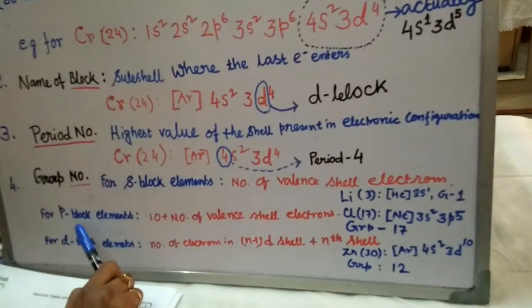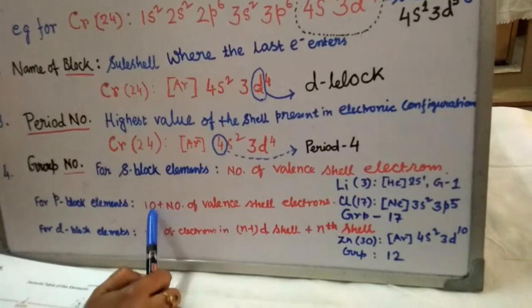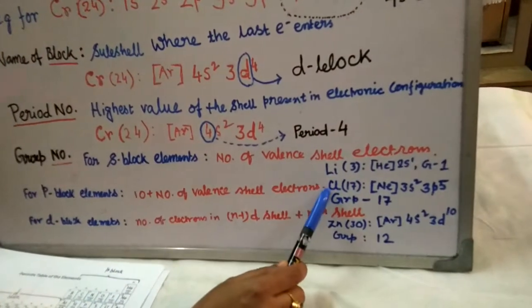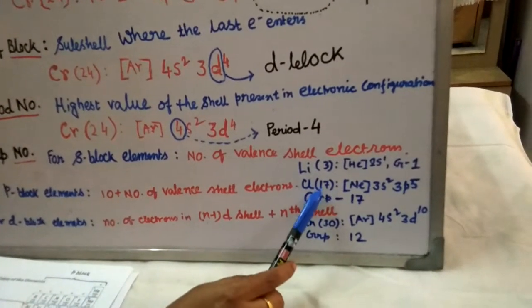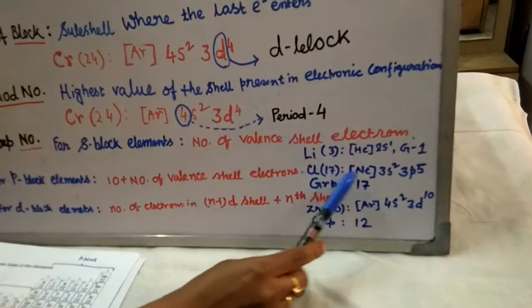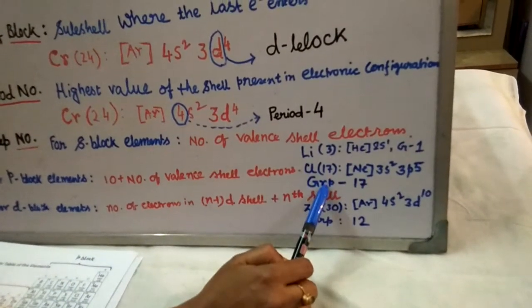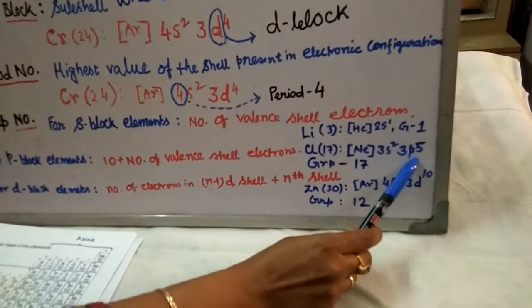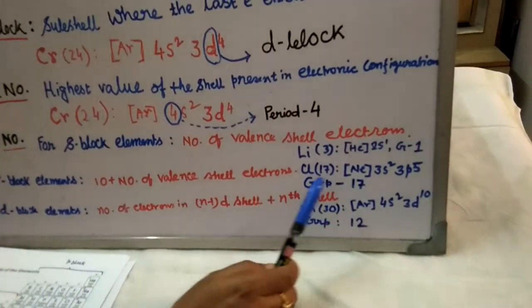Now let us consider a p block element. For a p block element, the group number will be 10 plus the number of valence shell electrons. We know chlorine. Chlorine is a p block element and its atomic number is 17. So what will be its electronic configuration? It will be neon, then 3s2, 3p5. So what will be the group number? The group number will be 10 plus 2 plus 5. So that is 17. So chlorine belongs to group 17.